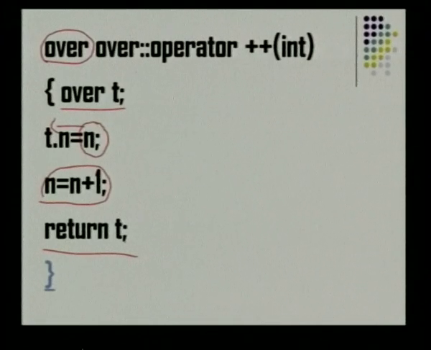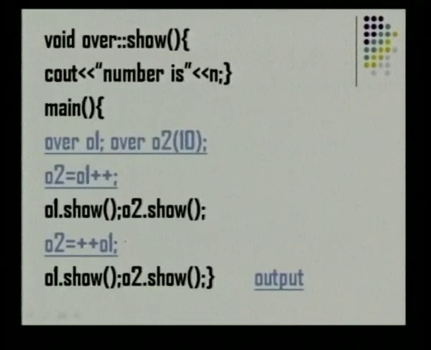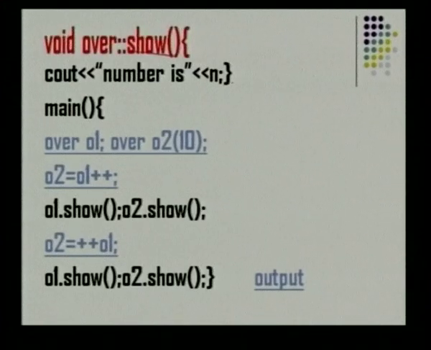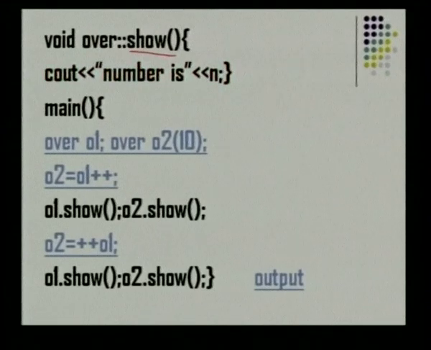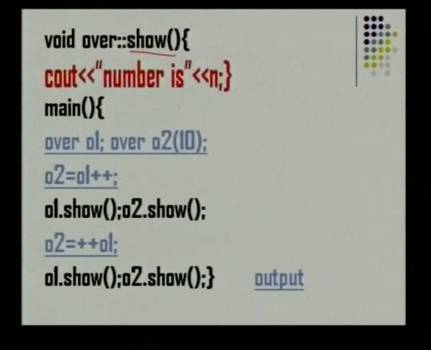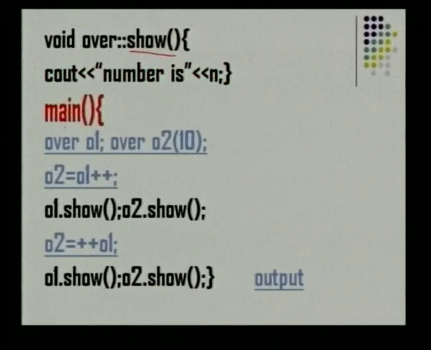Now, the operators all have been defined, we still have to look at the show function. Here you have the display function. Display does nothing but print the value on the screen. So, cout number is n, it prints the value of the data member in the class. Now, it is from this main function that the execution of the program begins.